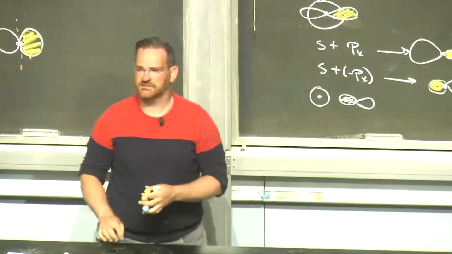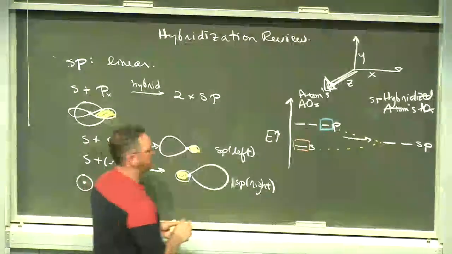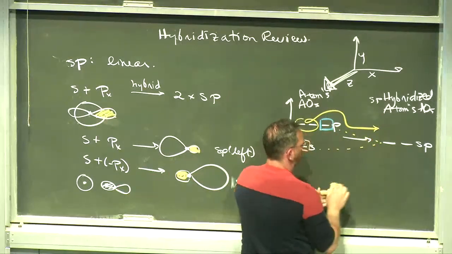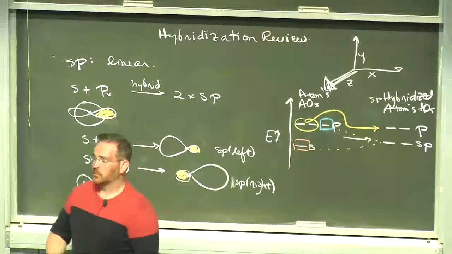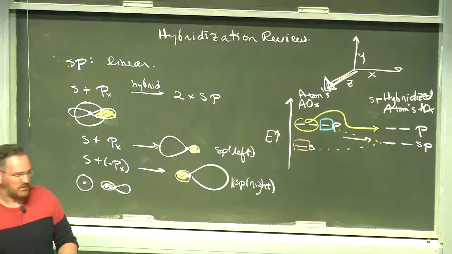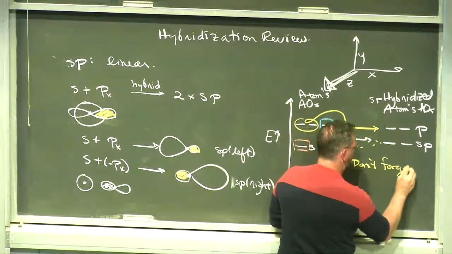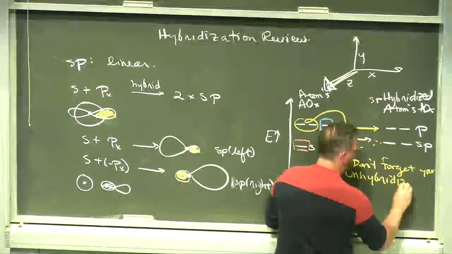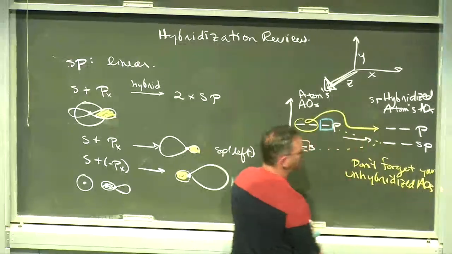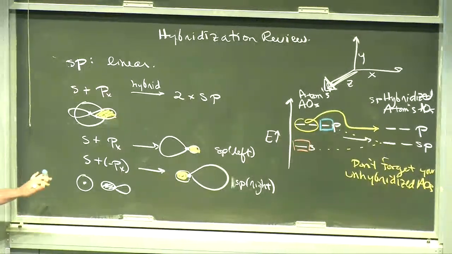So what other atomic orbitals does that sp hybridized atom need to have? Those other two p orbitals. We started with 4 atomic orbitals, so we have to end with 4 atomic orbitals. We mixed 2 of them to make hybridized atomic orbitals, but the other 2 don't disappear. So don't forget your unhybridized atomic orbitals. They are still there. That's how you conceptualize getting left and right for an atom.